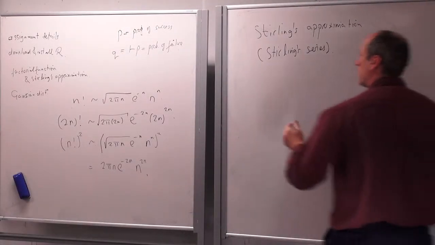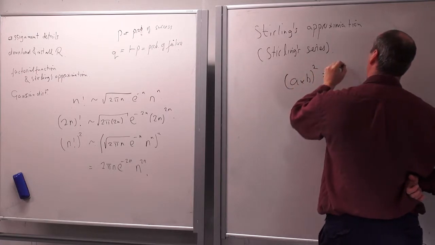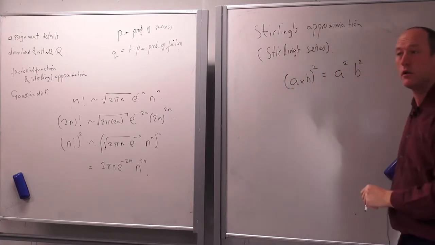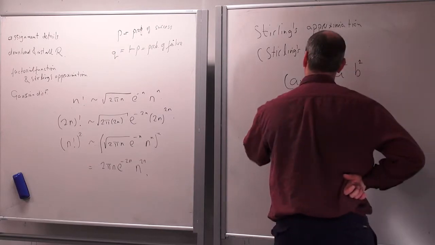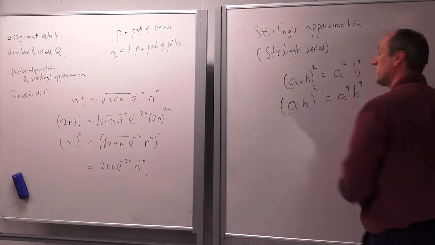Maybe I'll go through it a little bit. If I say something like a times b squared, that's just a squared b squared, yeah? Are you happy with that? What about a times b to the power 3? Well, that's just a cubed b cubed, yeah?